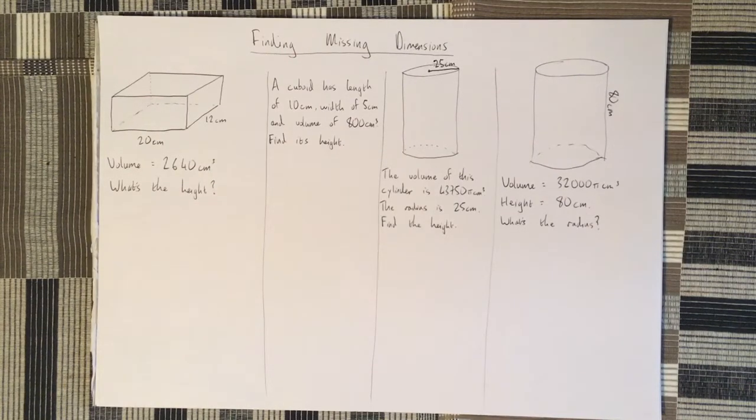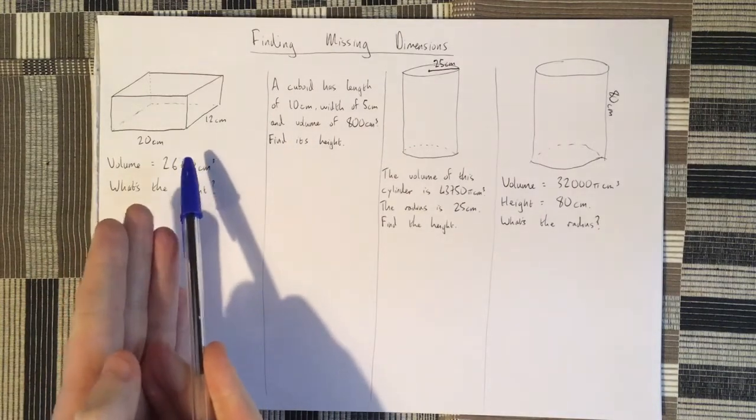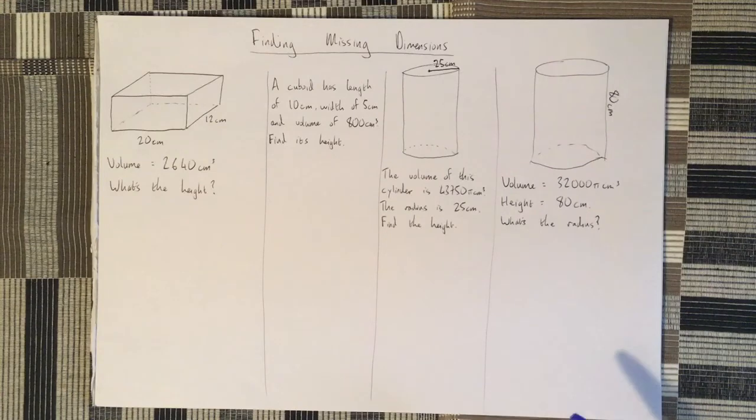Alright, so what I'm looking at today is finding missing dimensions. So missing sides, missing heights, missing radiuses in cuboids and in cylinders. A really common thing we're asked to do in maths is, once we learn how to use a formula to get the volume of a cuboid or a cylinder, they will then give us questions where we have the volume of the cylinder or the cuboid, and we need to work back to something like the height or the radius.